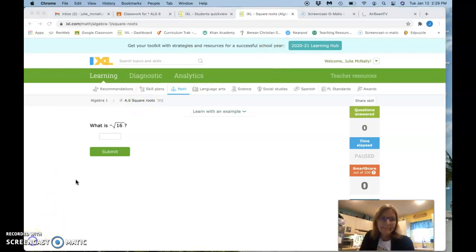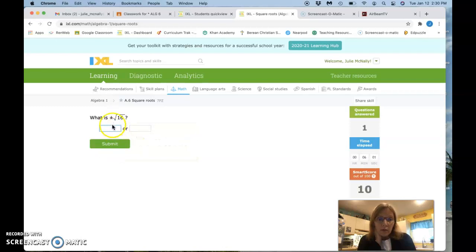Hold on one second. Okay, so for this IXL, you're just answering the question. Since the negative sign is on the outside of the radical sign, my answer is going to be negative. I know the square root of 16 is 4, but if you didn't know that, you just use your calculator. Now it's saying the answer is plus or minus. That means one answer is going to be positive, one negative. The square root of 16 is 4, so I'm going to have a positive 4 or a negative 4.